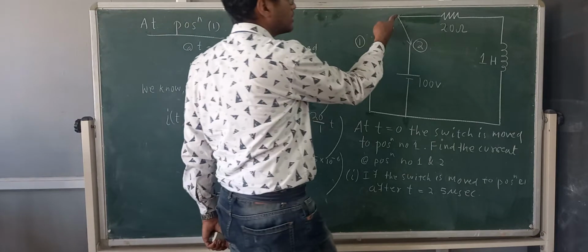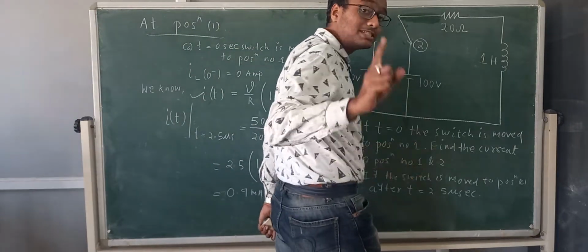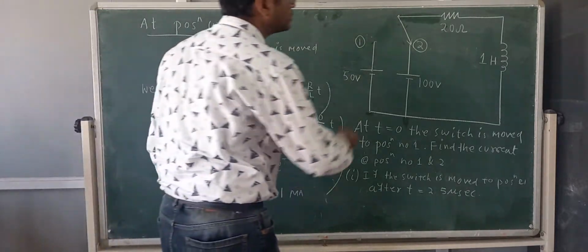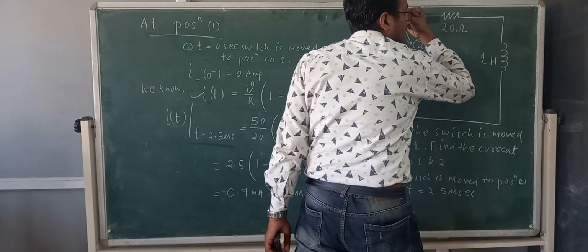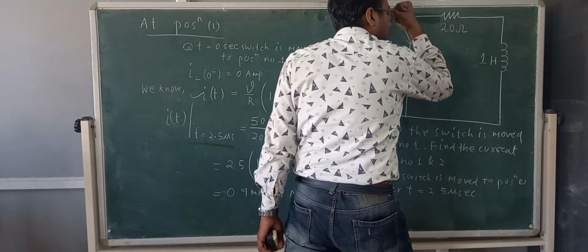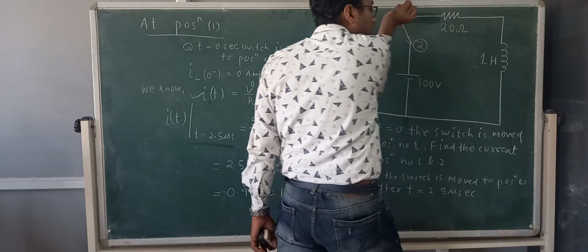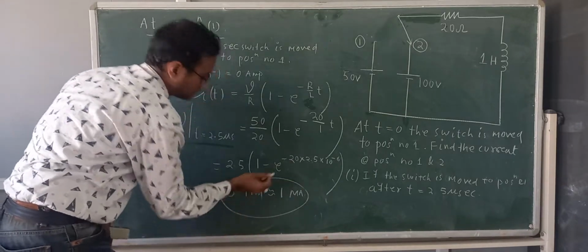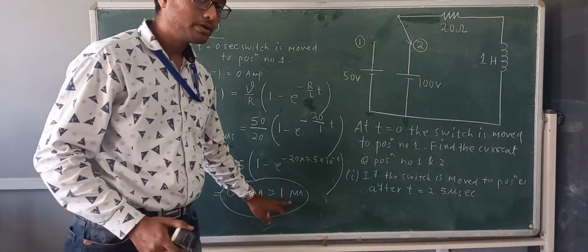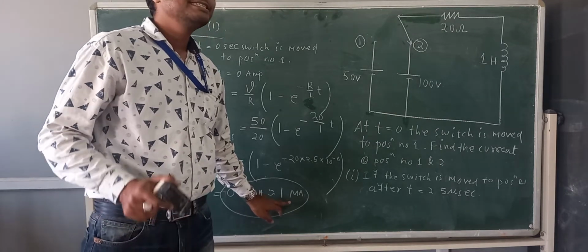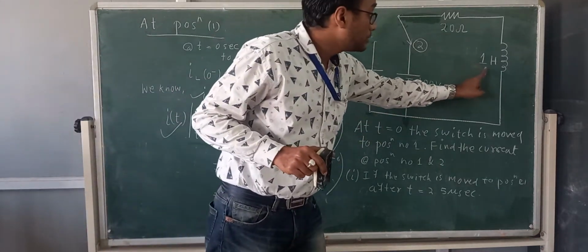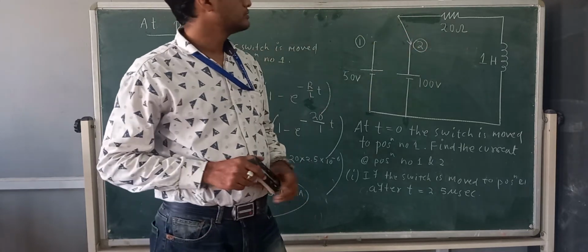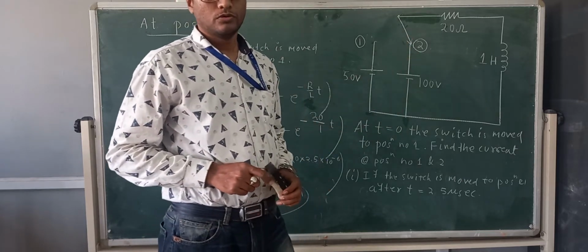So what is the current flowing here at position number 1? What is the time instant here? t equals 2.5 microsecond, because at 2.5 microsecond the switch is moved here. So when the switch is moved here, what was the initial current? Yes, this 1 milliampere current is the initial current flowing through the inductor before the switch is connected to position number 2. Okay, and second.